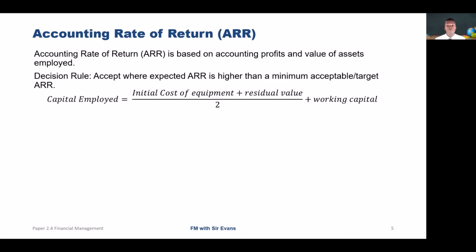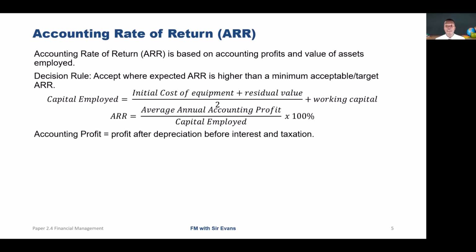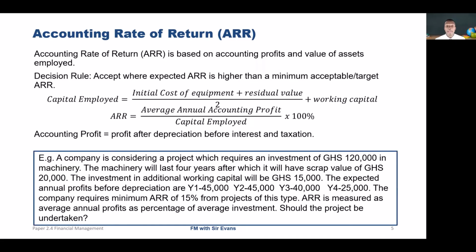So we have a formula here. To find the capital employed, it is the initial cost of the equipment plus the residual value divided by 2, plus your working capital. And then to get your accounting rate of return, it is the average annual accounting profit divided by the capital employed, multiplied by 100. So when you do it this way, you are going to get the accounting rate of return, which you will compare to your benchmark ARR, and you select when it is above it. So the accounting profit, we should be mindful, is the profit after depreciation before interest and tax. Okay, so accounting profit. We'll look at an example now.